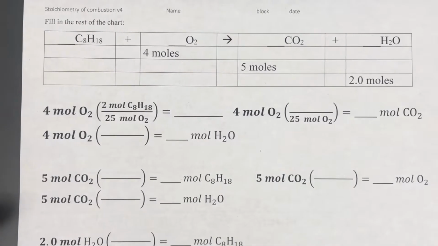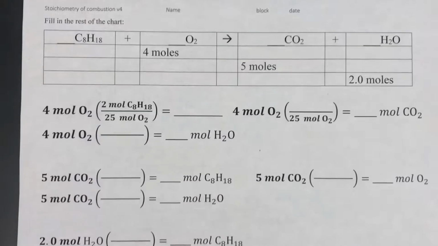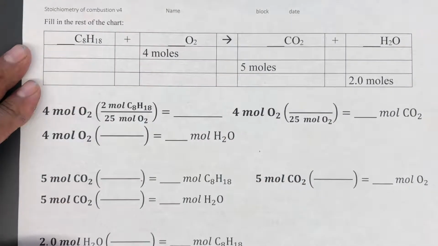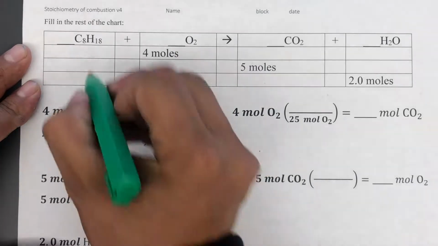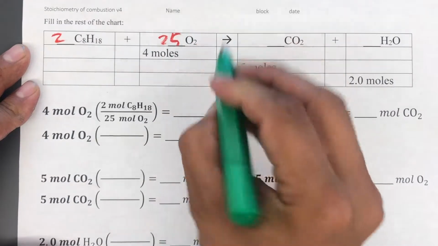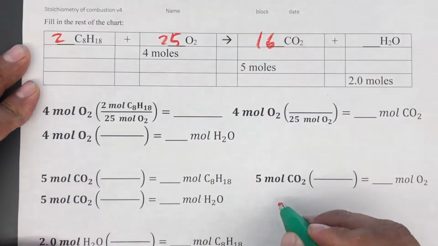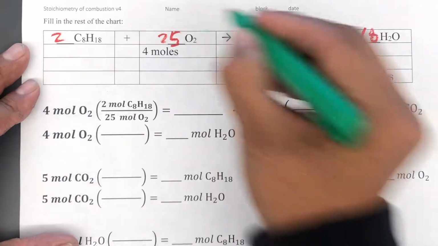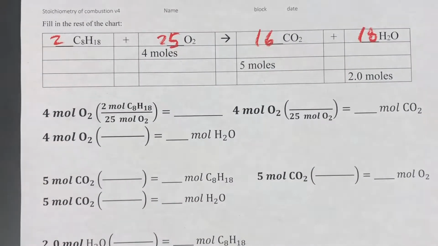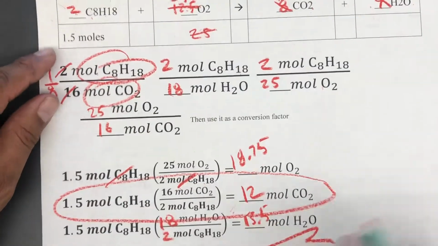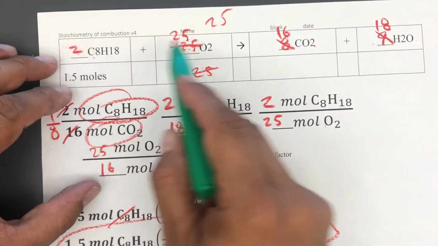All right, let's talk about using mole ratios in problems. So we figured out just a second ago, we keep on figuring this out, that the balanced equation for octane and oxygen is 2 to 25 to 16 to 18. Okay, so this is the reaction. And in a previous episode, we figured out how to use these ratios.